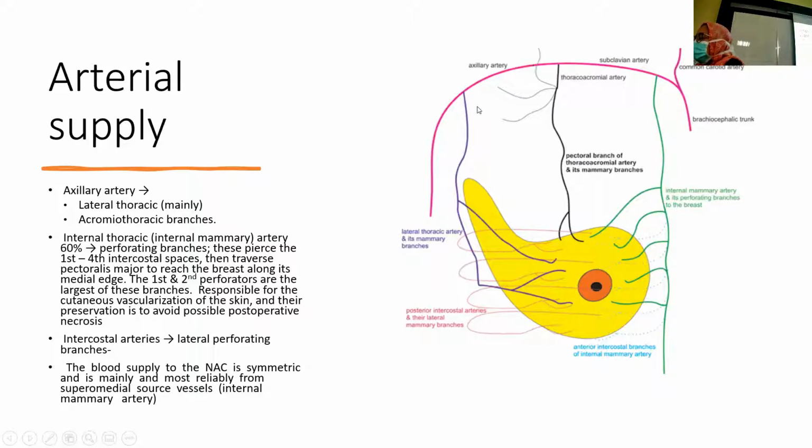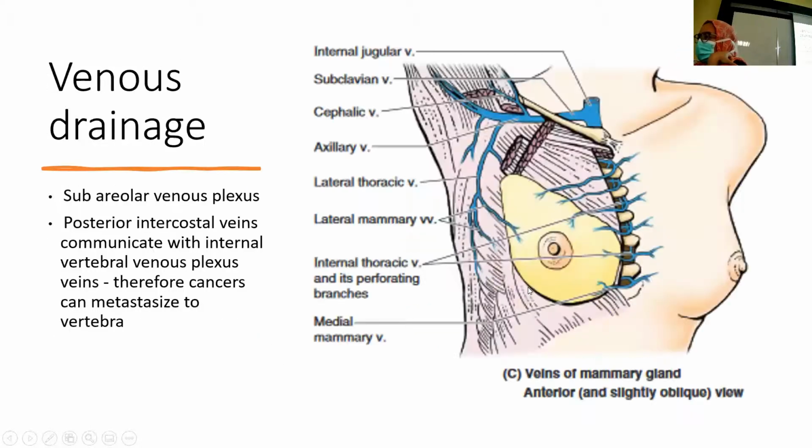And then you have your lateral thoracic artery and its mammary branches supplying the superolateral part of your breast tissue, mostly the lateral part. And then you have the smaller ones here, which are the intercostal arteries, the posterior intercostal arteries and the lateral mammary branches, supplying the lateral part of your breast tissue.